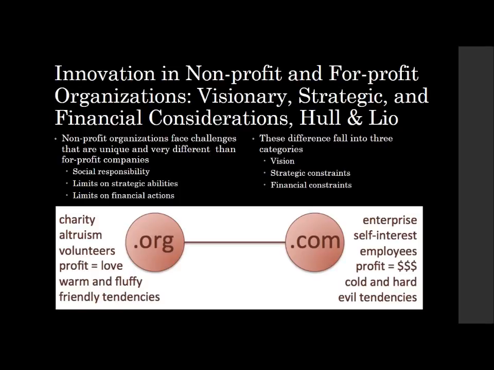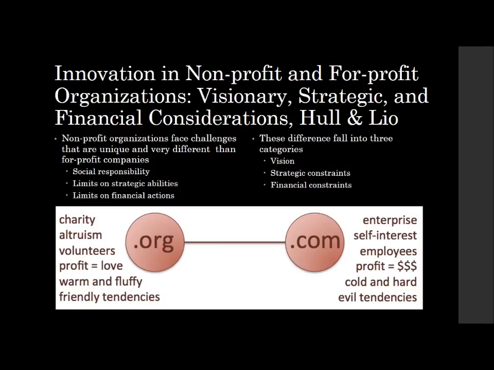Nonprofits have different motivations than for-profits. These differences fall into three categories: vision, strategic constraints, and financial constraints. These differences each significantly impact the innovation strategies they employ. Each contributes to an organization's ability and willingness to take strategic actions. The chart at the bottom illustrates the differences.